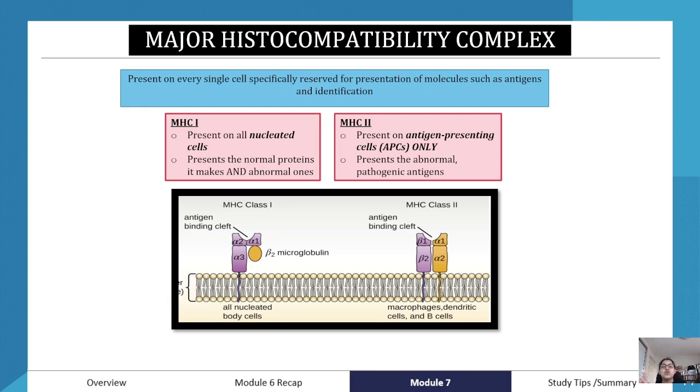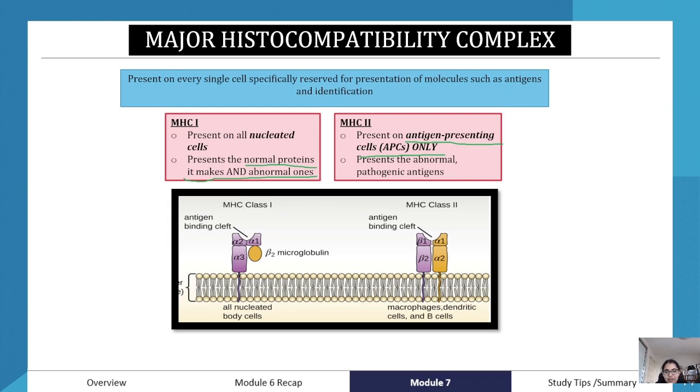So there are two types of histocompatibility complex. The first one is present on all nucleated cells, and it presents the normal proteins. It shows the immune cells that, okay, these are the normal cells. MHC2 is only present on antigen presenting cells, known as the APC. And what happens is they present the abnormal pathogenic antigens.